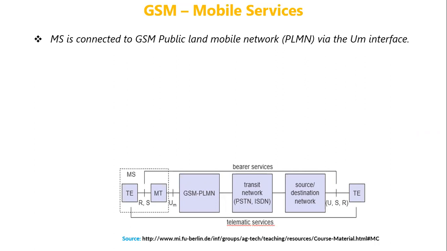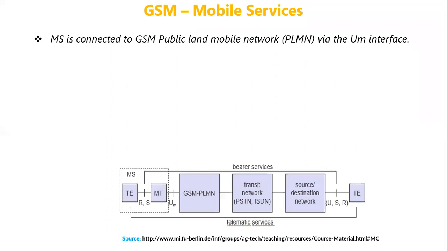In this lecture, let us try to understand the various mobile services offered by GSM. The mobile services offered by GSM can be divided into three categories: bearer services, teleservices, and supplementary services.